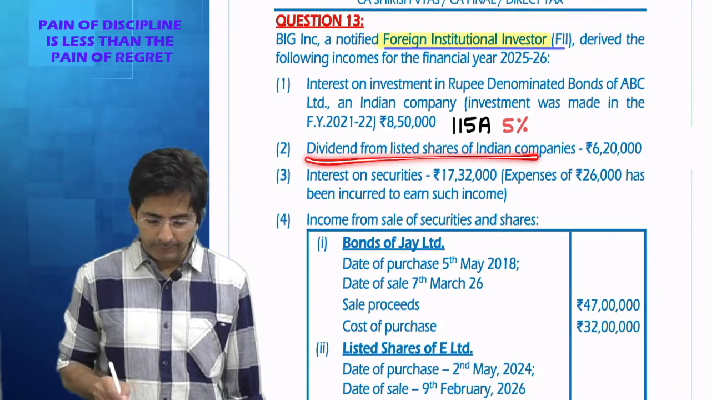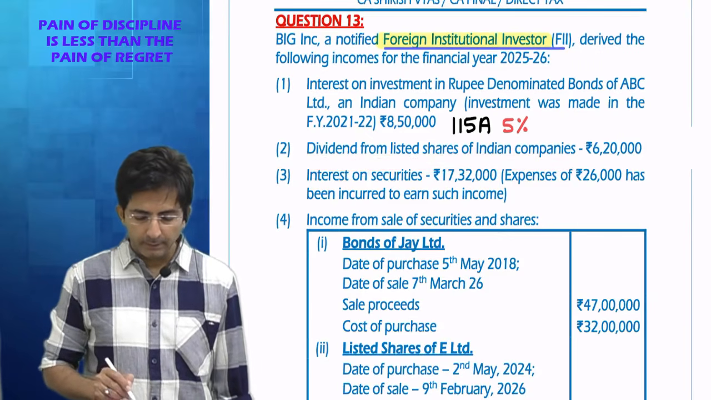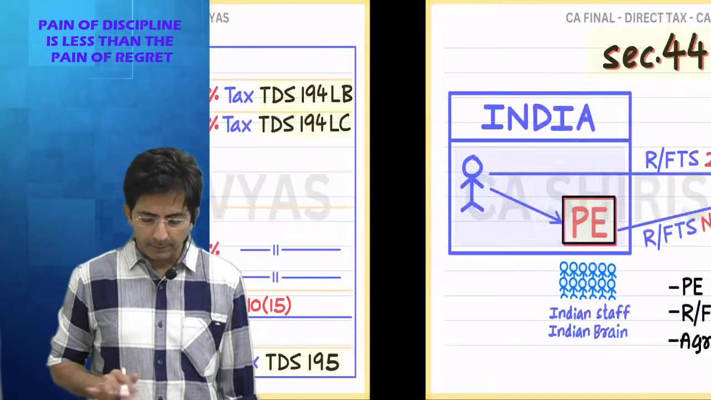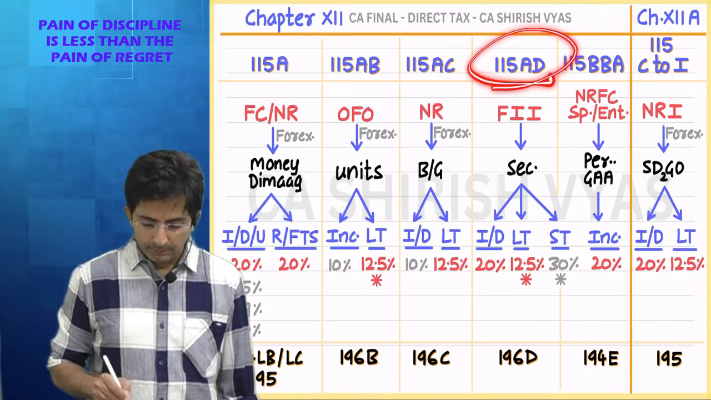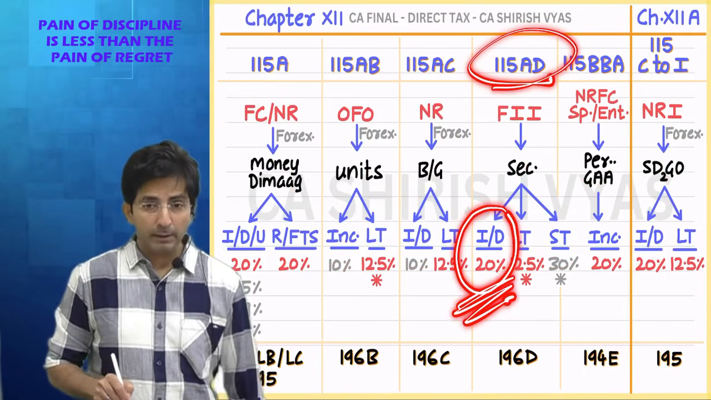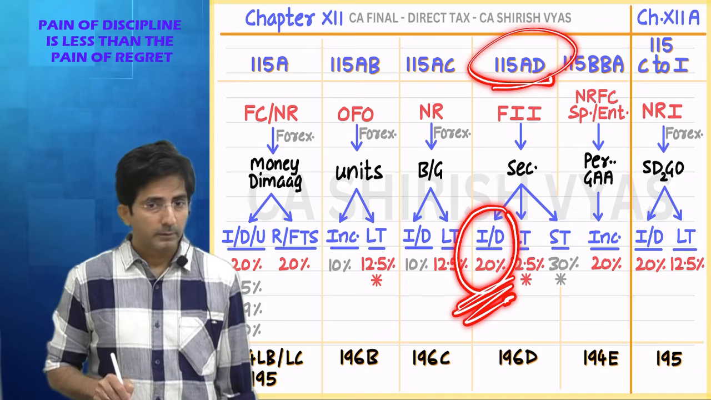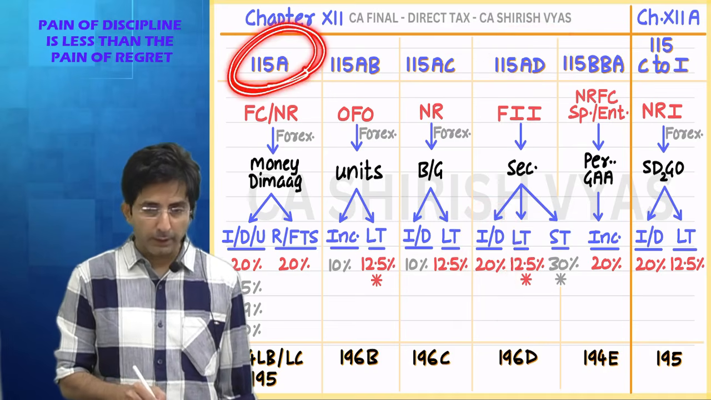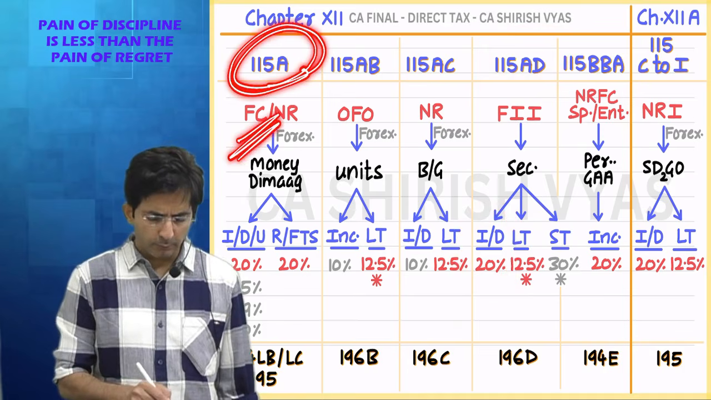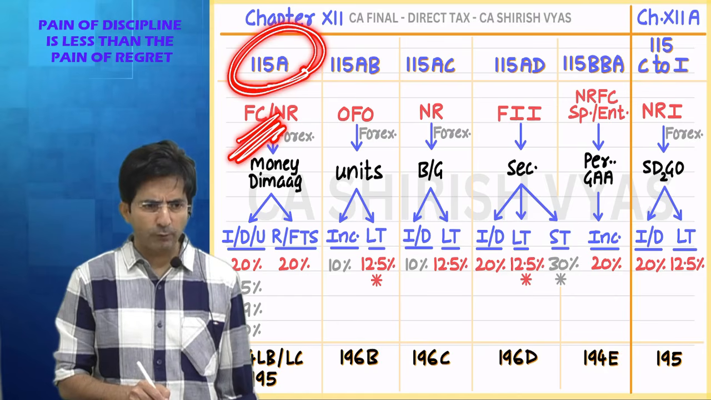Then what about dividend from Indian company? For dividend from an Indian company, in this section of FII, there is a rule: interest and dividend are taxable at 20%. Some students told me, sir, can't we use 115A? Yes, 115A is for a foreign company, and FII is a foreign company.